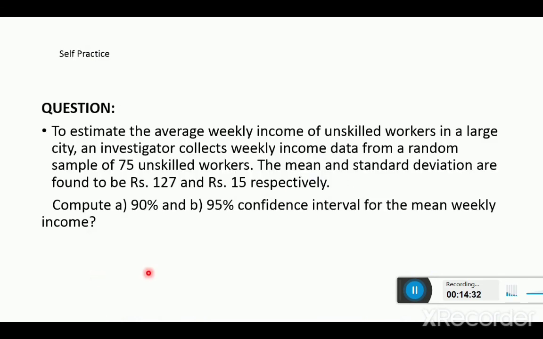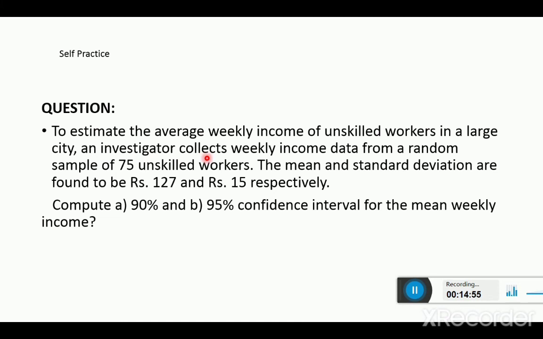Now this is your homework, a self-practice for you. Try it yourself and find the confidence interval for the average at 90% and 95%. The question is to estimate the average weekly income of unskilled workers in a large city.